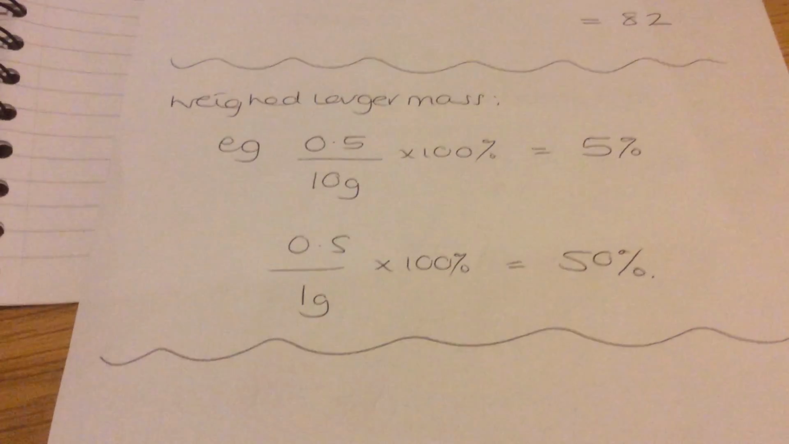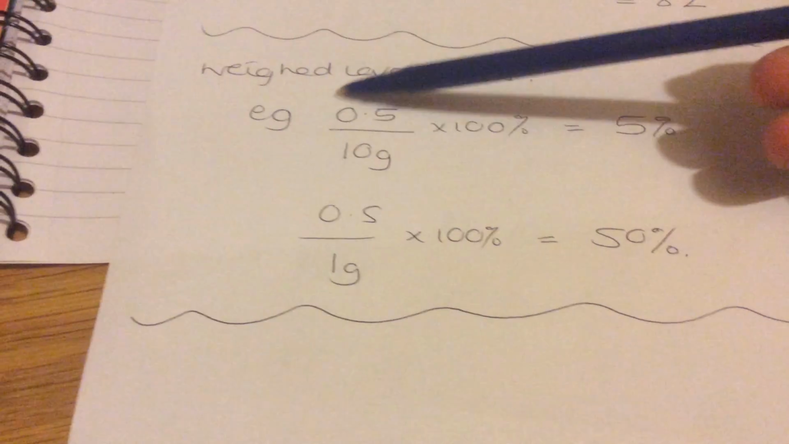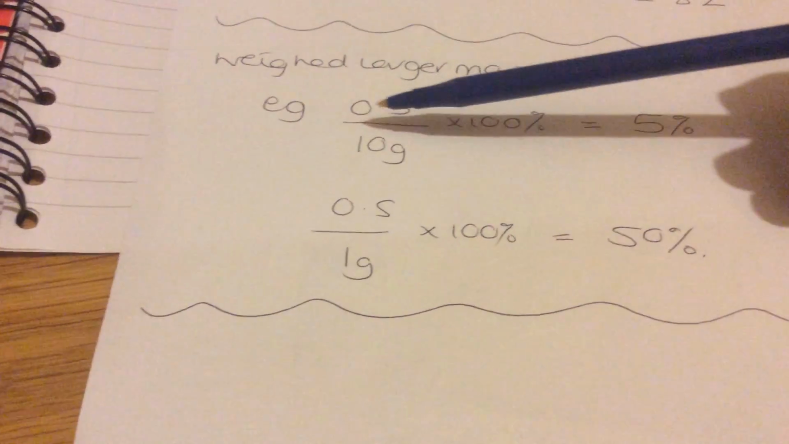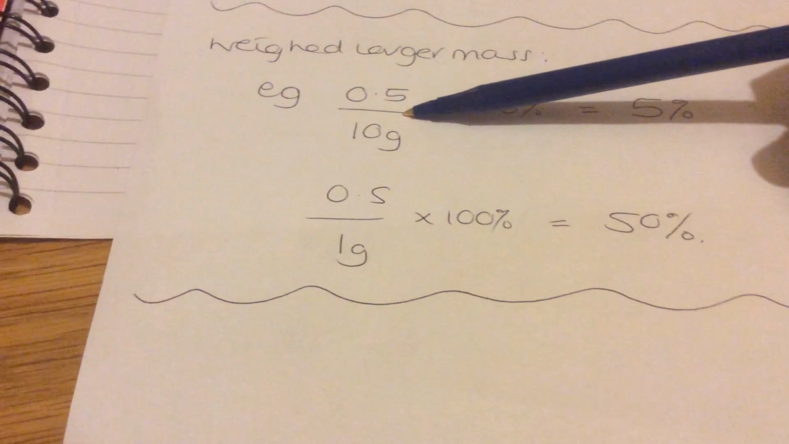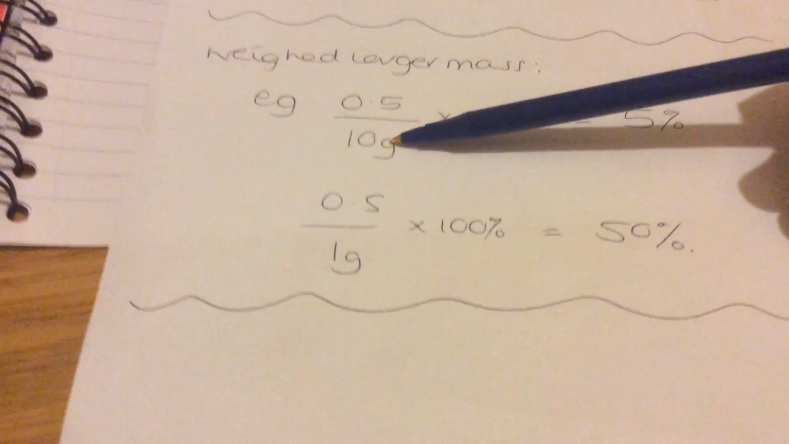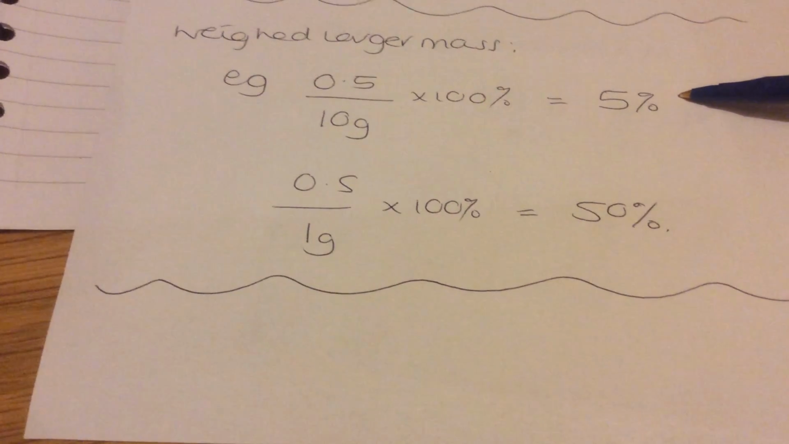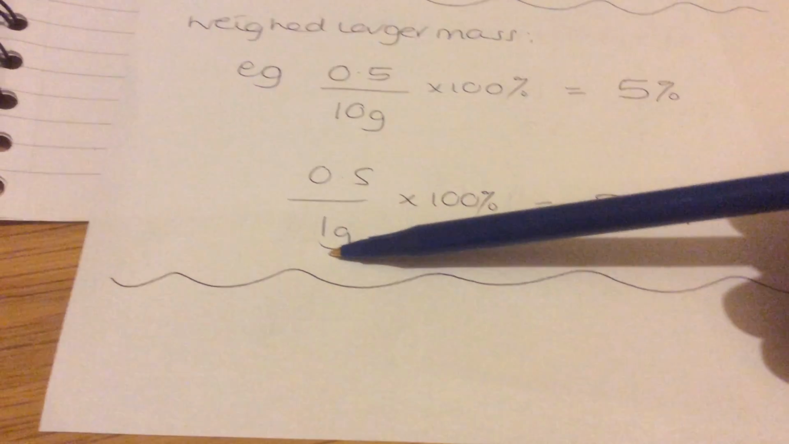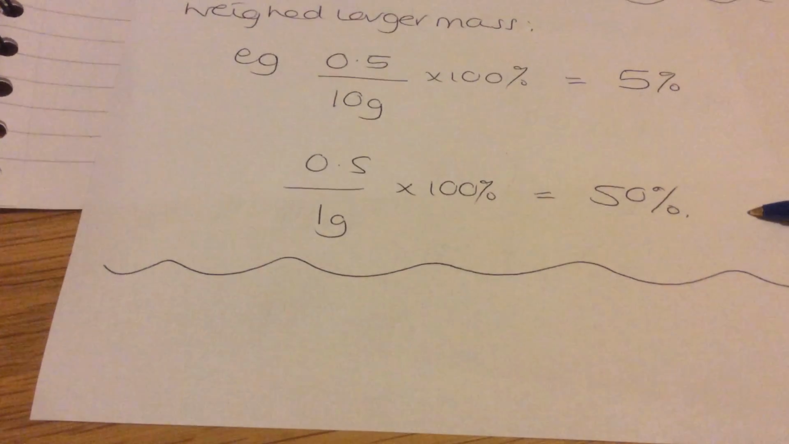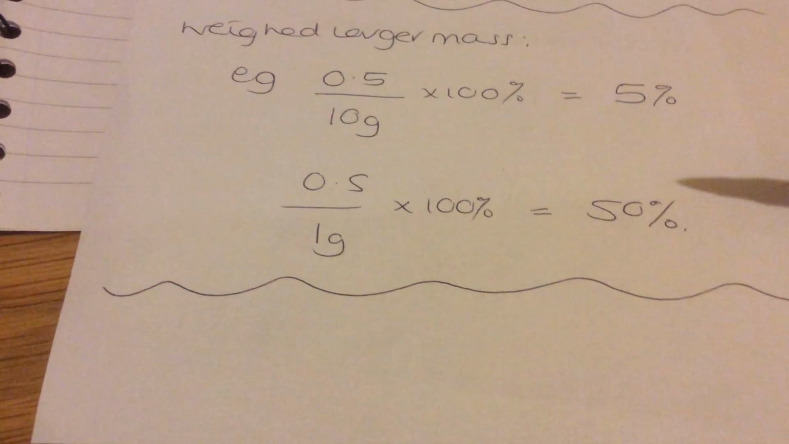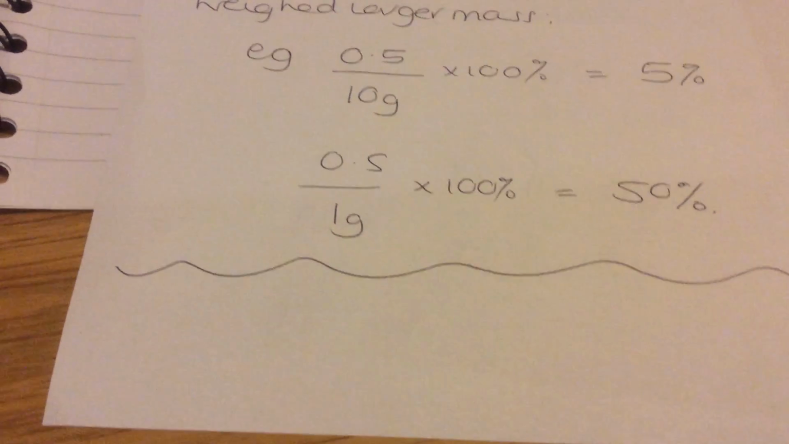Think about it in terms of actual numbers. If I have a 0.5 error, and I've just used this number to illustrate a point, calculating an error is the error divided by the quantity used. If we have a large quantity, multiplied by 100, we end up with 5%. If we have a small quantity and the error is still the same, 0.5, we end up with a large percentage error. So the larger the mass that you use, the smaller the error that you have, and vice versa.